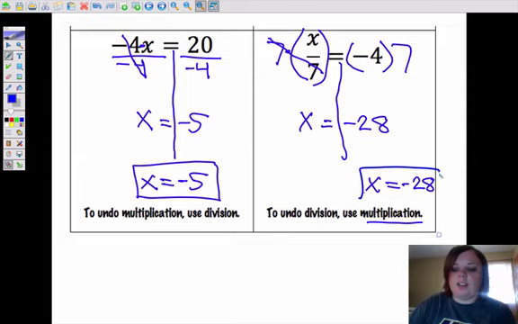Again, I can check that. Negative 28 divided by 7 would give me negative 4. All right, so go ahead and finish any notes that you need to take on this video, and then you can go ahead and do the practice set for one-step equations.